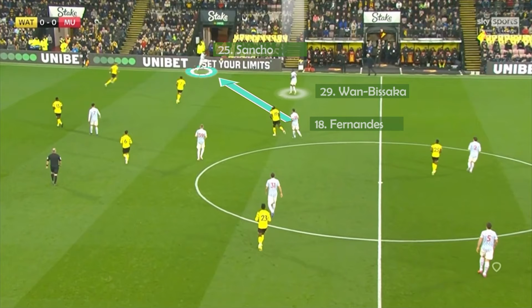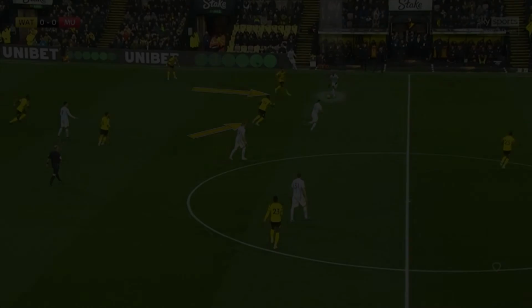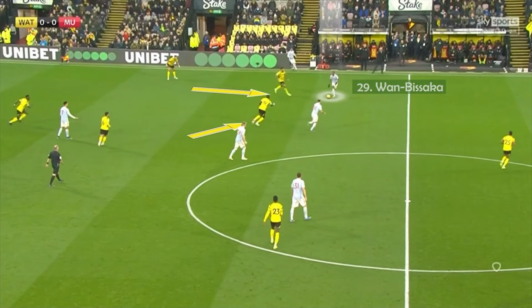It isn't a particularly good pass. He has to work hard to keep it in. And what Sancho is able to do is knock the ball to Wan-Bissaka, who is highlighted at the top of the pitch. Wan-Bissaka receives the ball from Sancho on the wing, and he's able to play the ball back inside to Fernandes. The point again here is about the context of this passage of play.